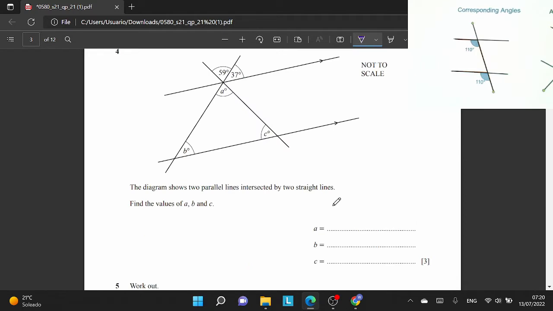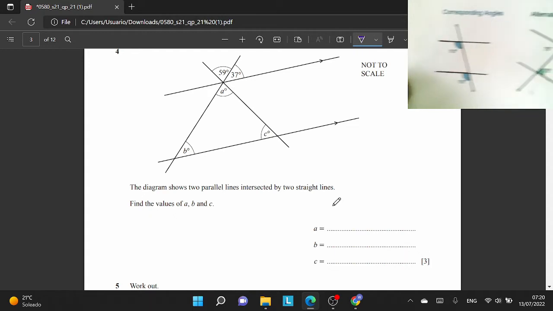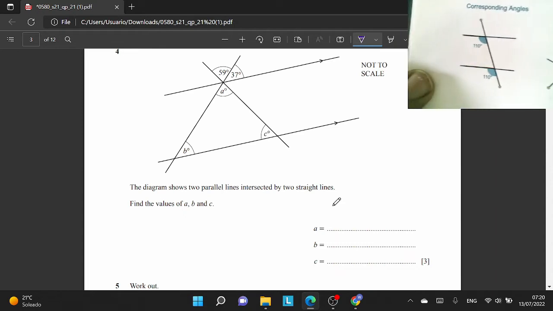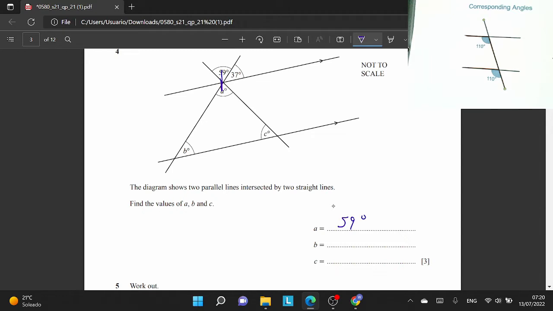Question 4 shows us 2 parallel lines. Immediately start looking for those corresponding angles or F angles or the alternate angles or the interior angles. All right, parallel lines, think about those immediately. And then let's look. Question A. This is not part of the parallel lines. We got here opposite angles, straight opposite. So that's easy. That's 59 degrees.